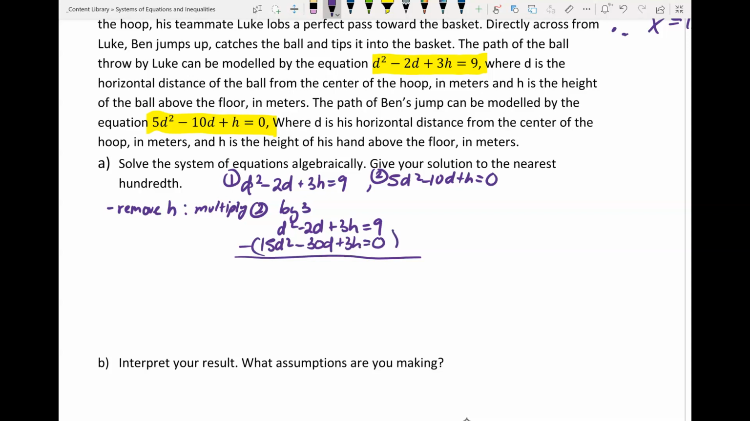Now we're going to go ahead and subtract this. D squared minus 15d squared is negative 14d squared. Negative 2d minus negative 30d, which becomes plus 30d, is going to be 28d. 3h minus 3h is just 0, and then 9 minus 0 is 9. So this is what we're left over. Now I'm going to rearrange and solve. So I'll move the 9 over.